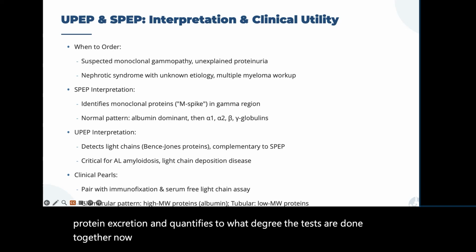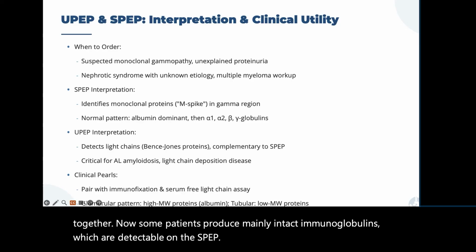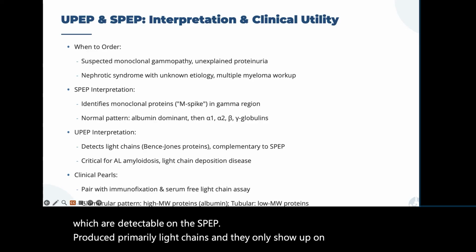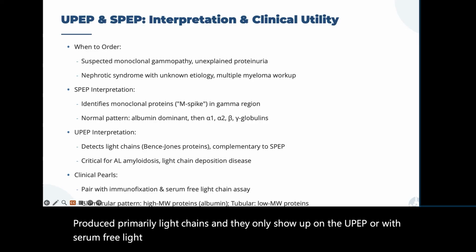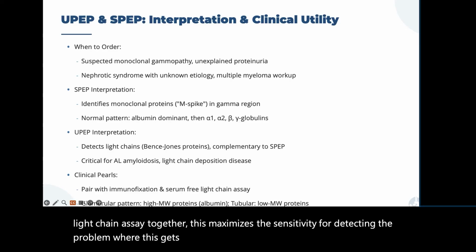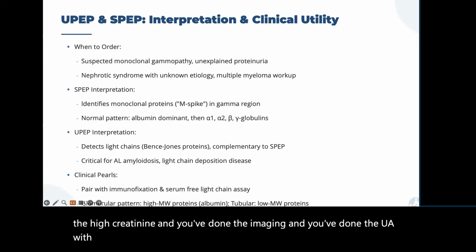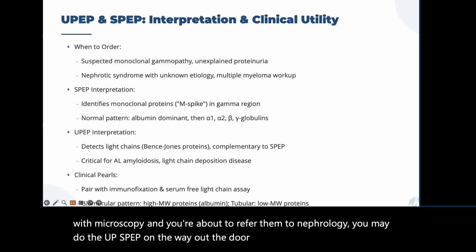Now, some patients produce mainly intact immunoglobulins, which are detectable on the SPEP. Others produce primarily light chains, and they only show up on the UPEP or with the serum-free light chain assay. So using SPEP and UPEP and the serum-free light chain assay together maximizes the sensitivity for detecting the problem. Where this gets done: if you have the elevated proteinuria and the high creatinine, and you've done the imaging, and you've done the UA with microscopy, and you're about to refer them to nephrology, you may do the UPEP and SPEP on the way out the door, so when they arrive, they can see it.